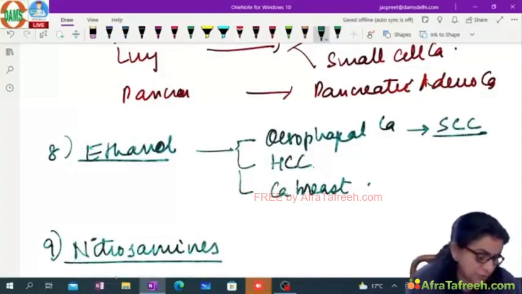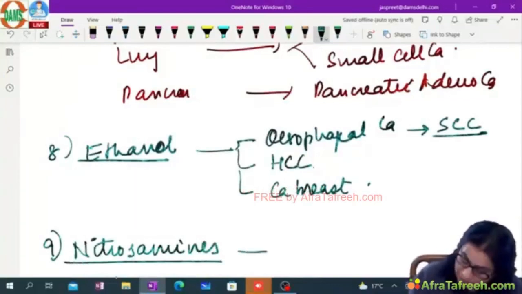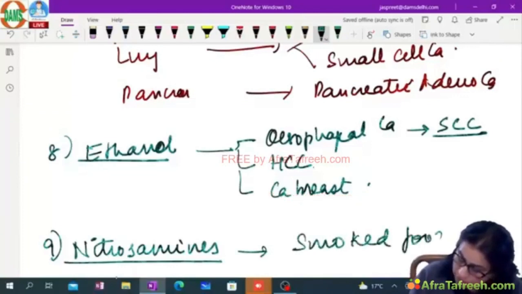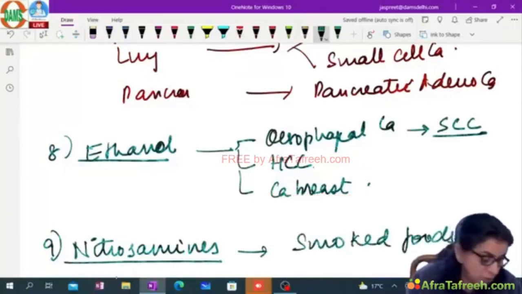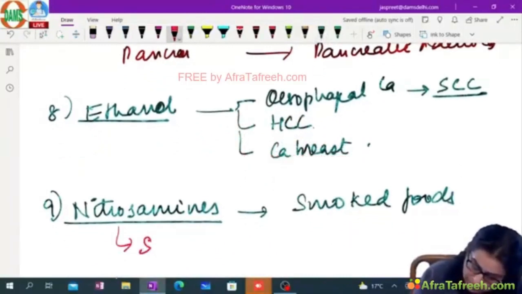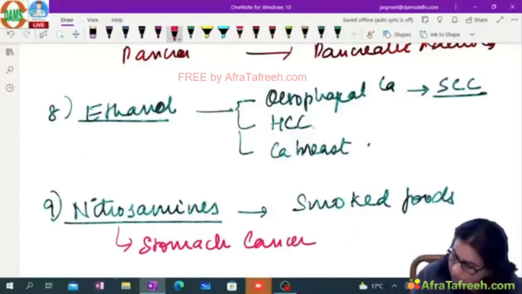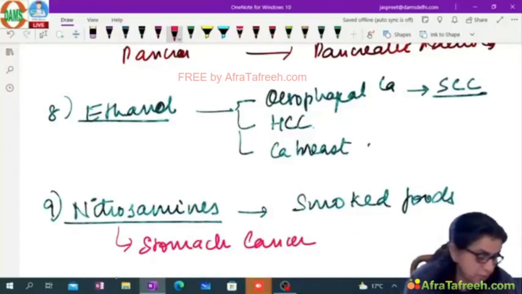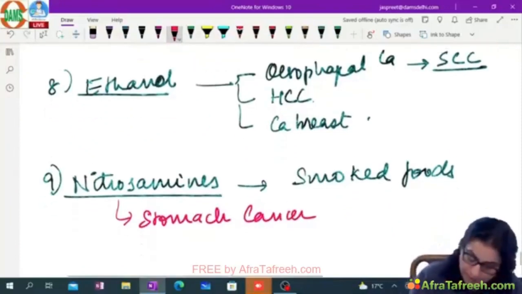Okay, where do you find these nitrosamines? Nitrosamines are found in smoked foods. So nitrosamines can cause stomach cancer.